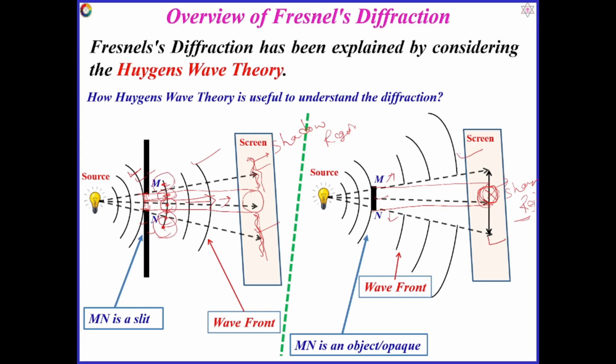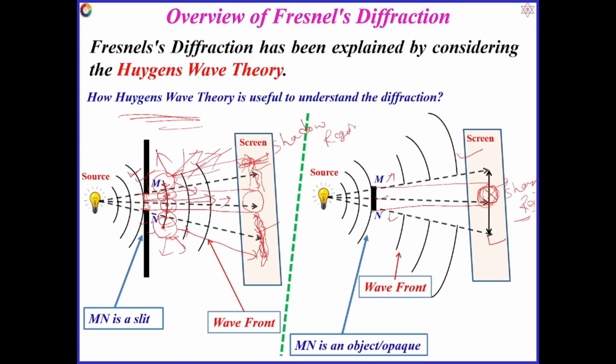Consider this wavefront. If this wavefront propagates in all directions, then obviously it will propagate along this direction and illuminate this region. This is the shadow region. Consider this wavefront. It will propagate in all directions, so it will propagate towards the shadow region and illuminate this region. So according to Huygens wave theory, the wavefronts travel in all directions, due to which the shadow regions also will be illuminated.